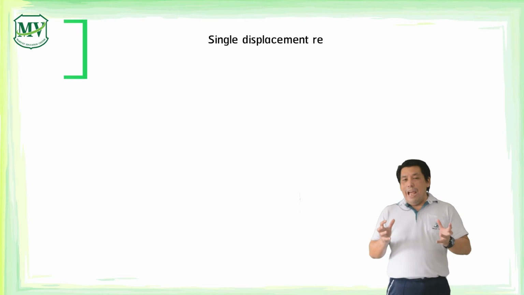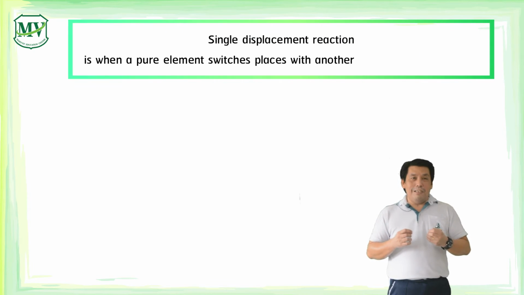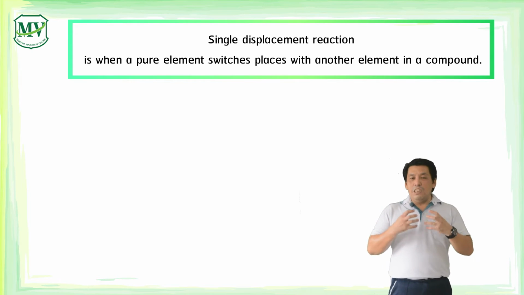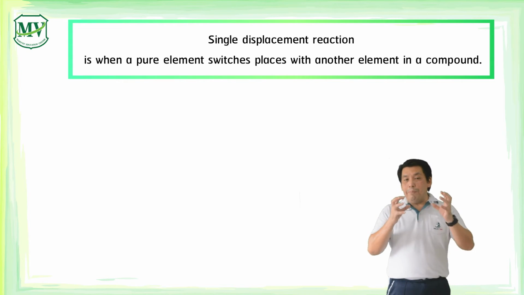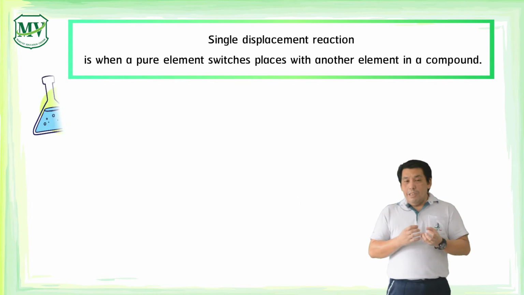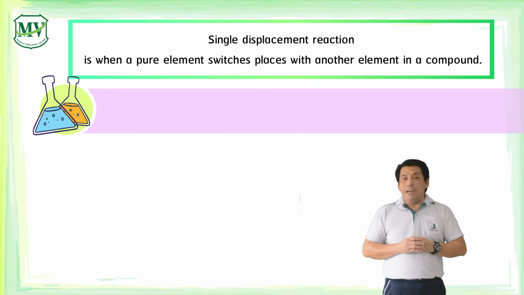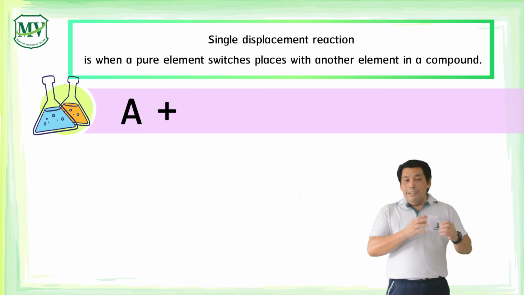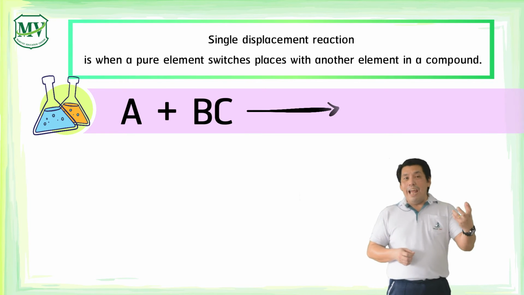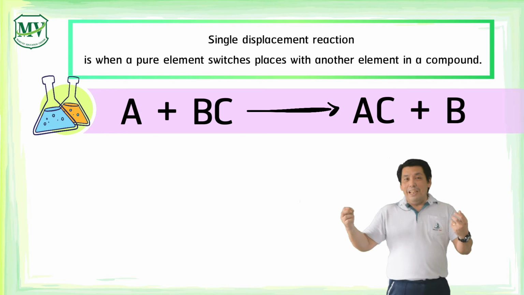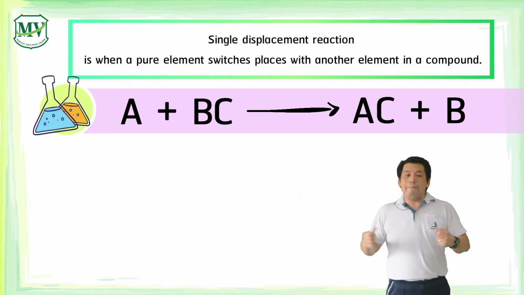The third type of reaction is also known as the single replacement reaction. The single displacement reaction is when a pure element switches places with another element in a compound. It is in the general form of A plus BC will yield AC plus B.